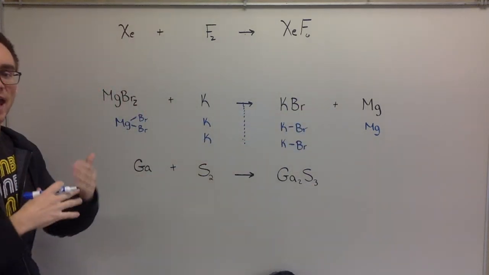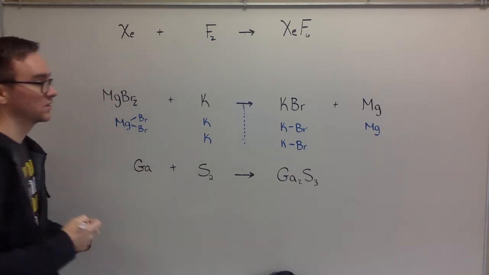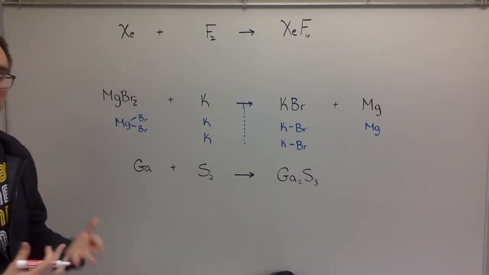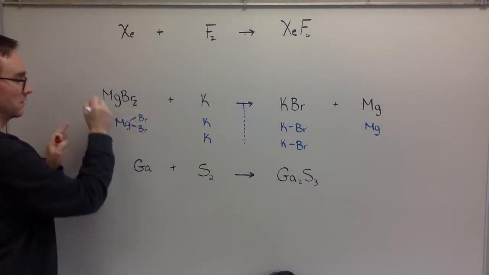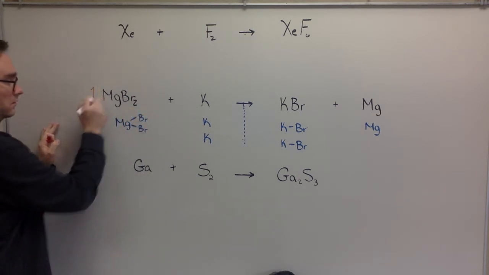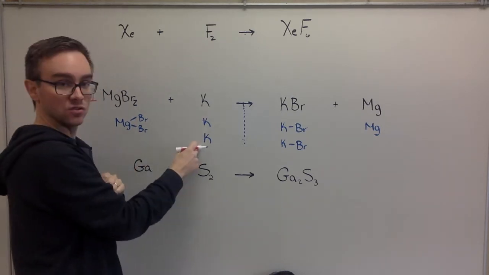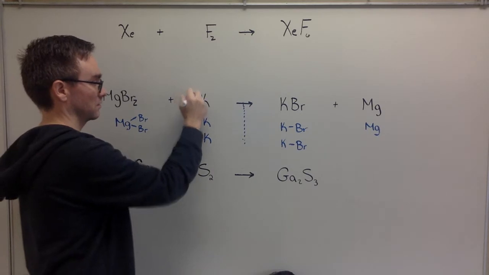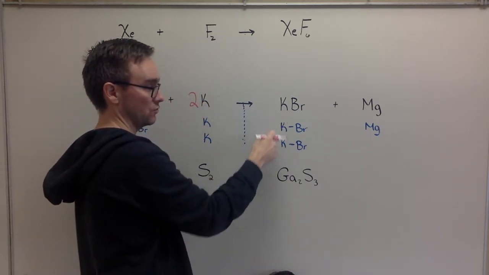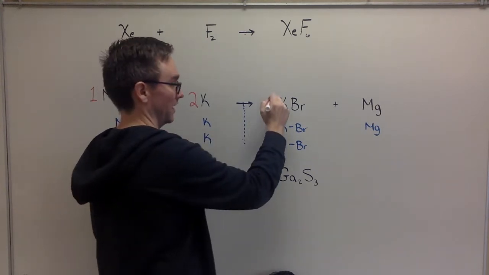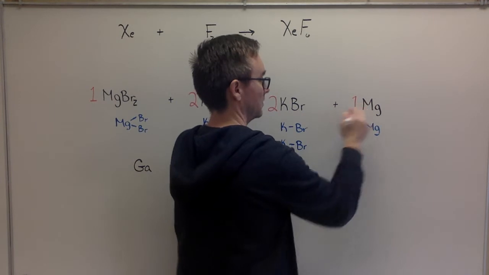And so what we do is we add coefficients. These coefficients just tell us how many of them there are. I used 1 of these, so I used 1 magnesium bromide. I have 2 of these. I ended with 2 potassium bromides, and I ended with just 1 magnesium.